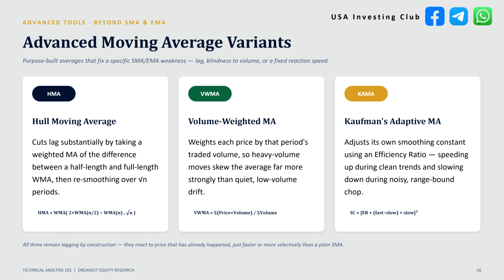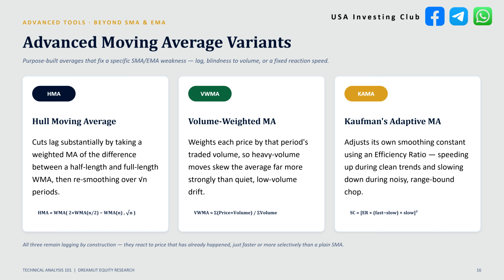Second, the volume-weighted moving average, or VWMA. It weights each price by that period's traded volume. So heavy volume moves skew the average far more strongly than quiet, low volume drift. The formula is the sum of price times volume, divided by the sum of volume. Third, Kaufman's adaptive moving average, or KAMA. This one adjusts its own smoothing constant using something called an efficiency ratio, speeding up during clean, efficient trends and slowing down during noisy, range-bound chop.